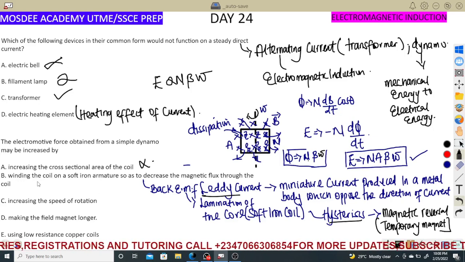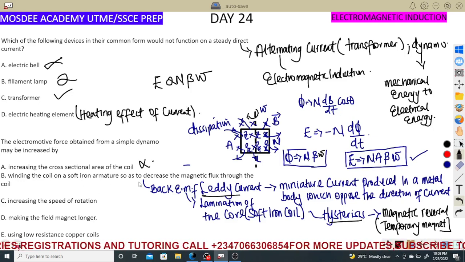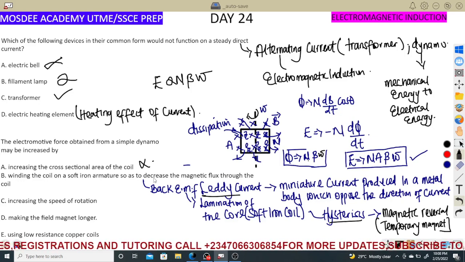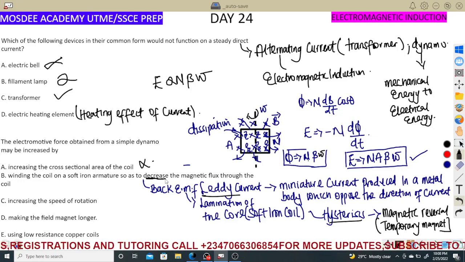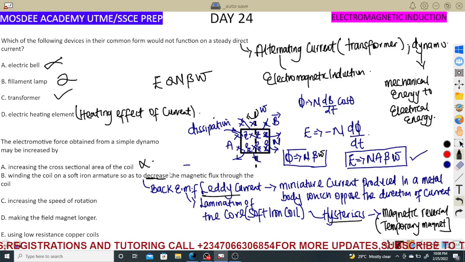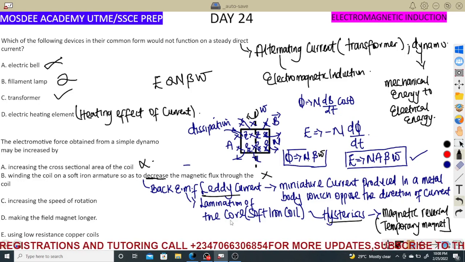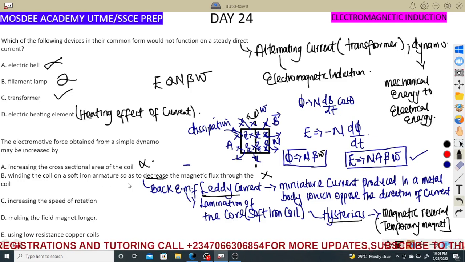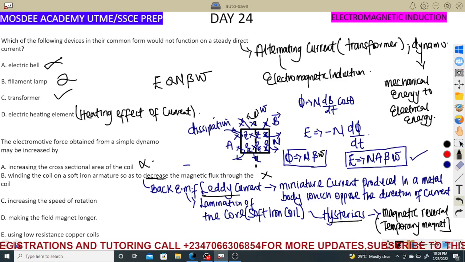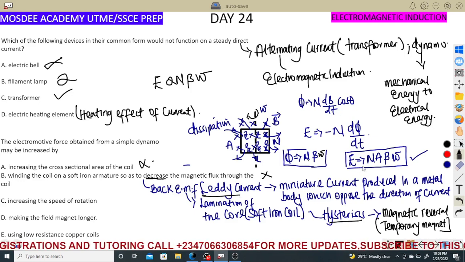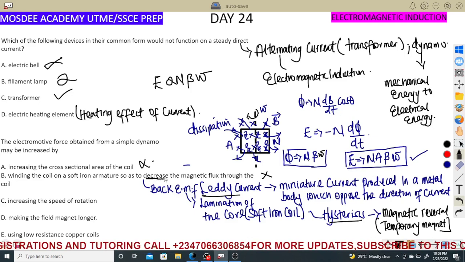Now, the second one is winding the coil on a soft iron core so that it can decrease the magnetic flux. No, winding the coil on a soft iron core does not decrease the magnetic flux. It increases the flux. Please note that. So this is also a wrong statement. I told you about back EMF. So lamination of the core, this is what has been done. And when you do that, you are increasing the flux. When we increase the flux, we expect what? High electromotive force. So this statement is wrong because it does not decrease.